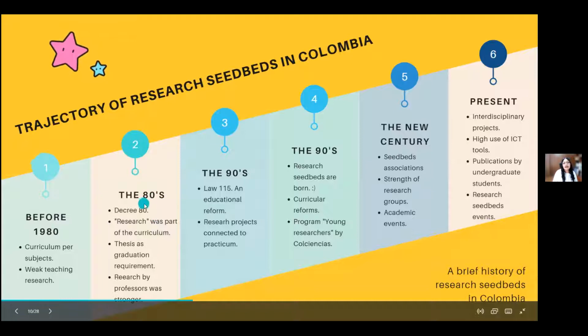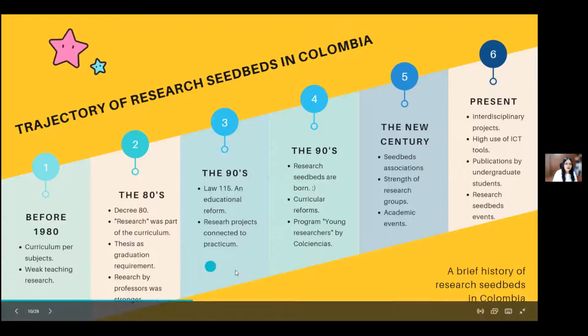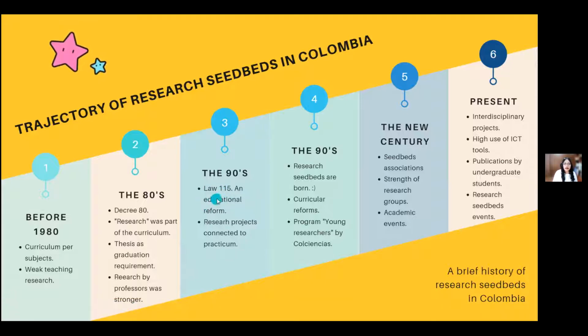In the 80s, we had a decree that was saying we have to give a place to research. So from there, research was part of the curriculum. Thesis was seen as a graduation requirement, and research by professors was getting stronger. In the early 90s, we had the law 115. It was an educational reform, and research projects were connected to the teaching practicum. In the late 90s, research seedbeds are born. It was in 1996. We had also different curricular reforms, and there was a program called Young Researchers by Colciencias, that nowadays is known as MinCiencias, like Ministry of Sciences.